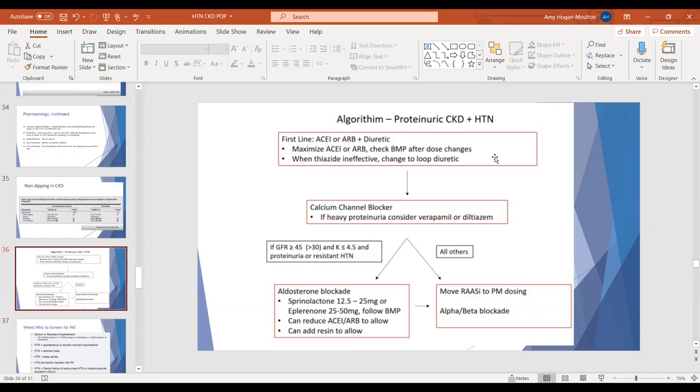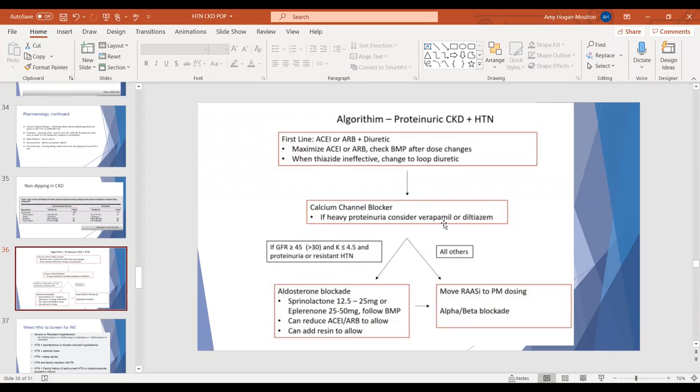So you try to maximize the ACE or the ARB, and you check the BMP. When your thiazides become ineffective, like when your GFR is, I'd say 25, maybe 30, you might have to change to a loop. You might have to consider a calcium channel blocker. There was some data over the years about verapamil or the non-dihydropyridines reducing protein more than the dihydropyridines, but it's a little bit weak.